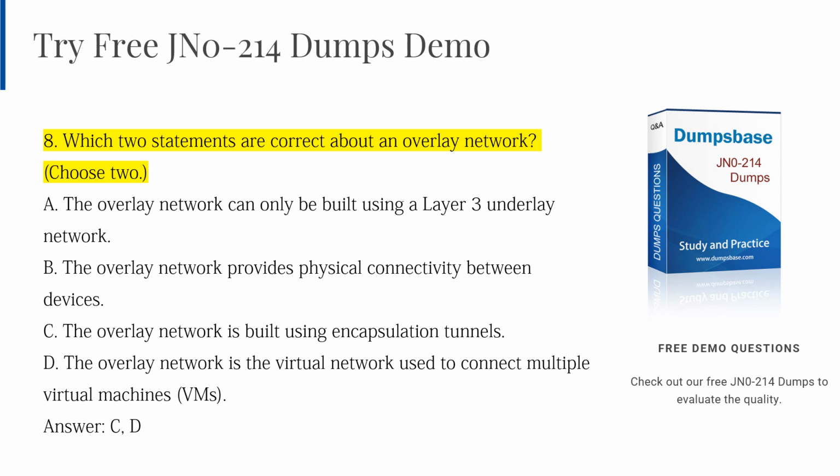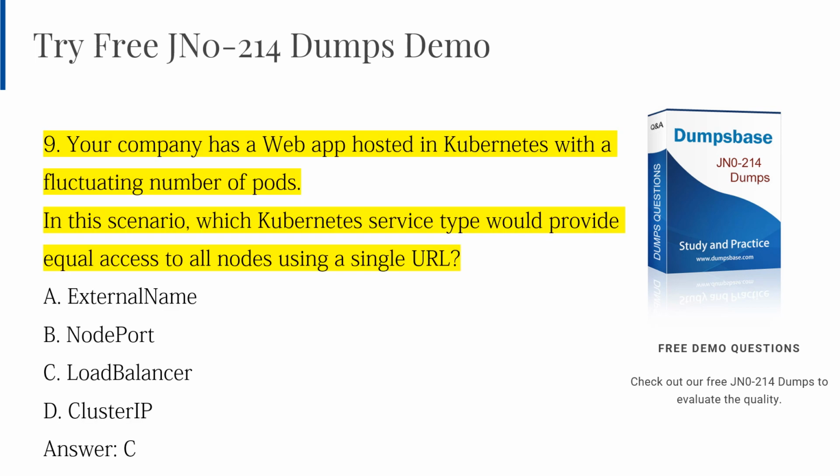8. Which two statements are correct about an overlay network? Choose two. A. The overlay network can only be built using a Layer 3 underlay network. B. The overlay network provides physical connectivity between devices. C. The overlay network is built using encapsulation tunnels. D. The overlay network is the virtual network used to connect multiple virtual machines, VMs. Answer: C, D.